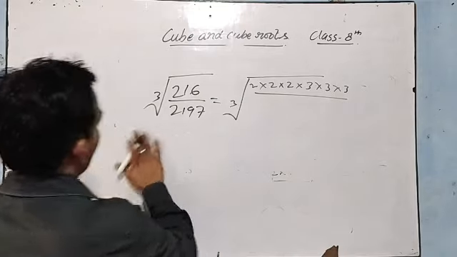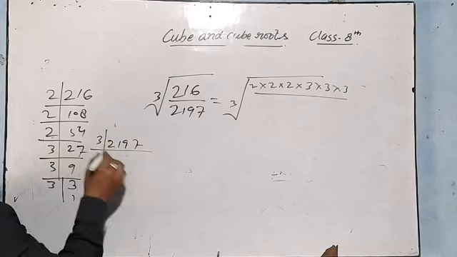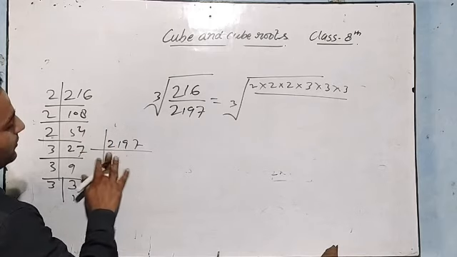Okay, and now 2197. 2197 means 3 7s are 21.